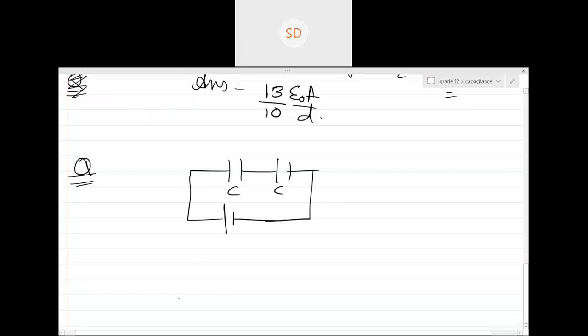Both these capacitances are equal. Guys, can you see this? Both the capacitances are equal. And what am I doing now? I am inserting a dielectric slab of dielectric constant K in this place while the battery is connected.